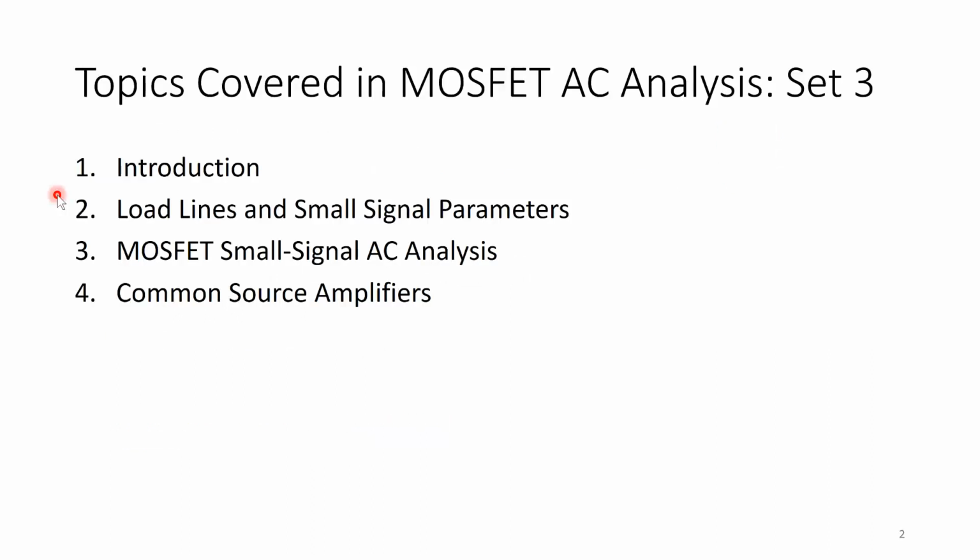Alright, so the topics that we will cover in set 3, MOSFET AC analysis. As usual, we'll start a little bit with introduction so that we have some sense of appreciation of what's going on. And then we'll look into load lines and small signal parameters. This small signal parameter will be used in the MOSFET small signal AC analysis. And there are many MOSFET configurations, just as there are many MOSFET circuits that can be constructed, but for the purpose of this course we will only look at common source amplifiers.